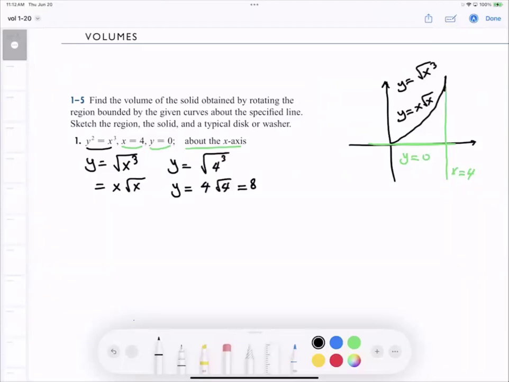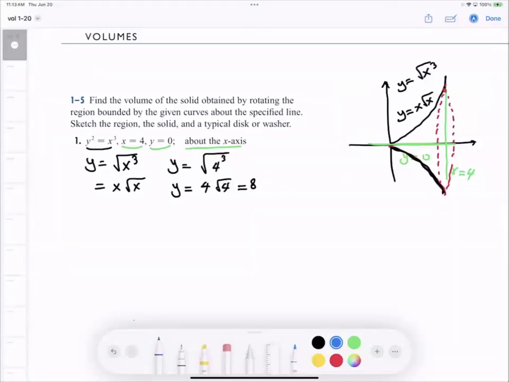Very good. So what are we trying to do? We're trying to rotate this about the x-axis. So you take this and start rotating it. By rotation, you end up with a 3D object. Later on, we want to use the cross section and see how the cross section works.